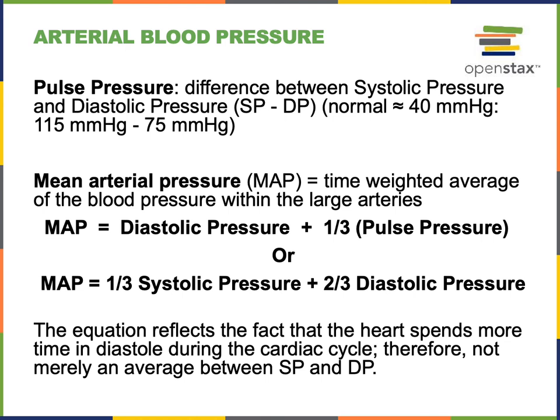We can calculate mean arterial pressure, which is the time-weighted average of the blood pressure within the large artery, as 1/3 systolic pressure plus 2/3 diastolic pressure. Or we could take diastolic pressure and add 1/3 pulse pressure. Either way, it will calculate the same value. Notice that it's not systolic pressure plus diastolic pressure divided by 2. It's not the simple averaging of systolic and diastolic pressure. Rather, it's a time-weighted average, which reflects the fact that the heart spends more time in diastole compared to systole.